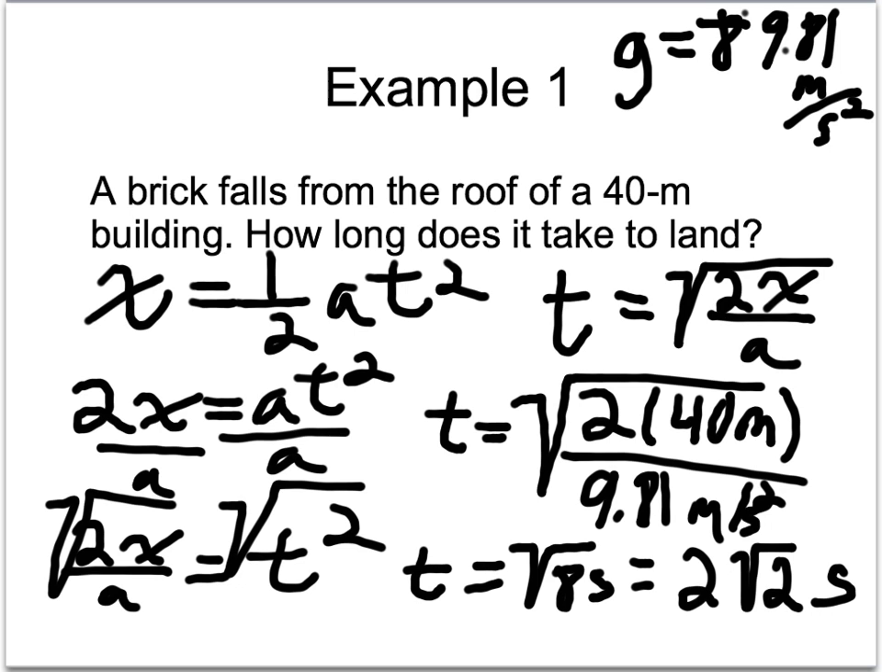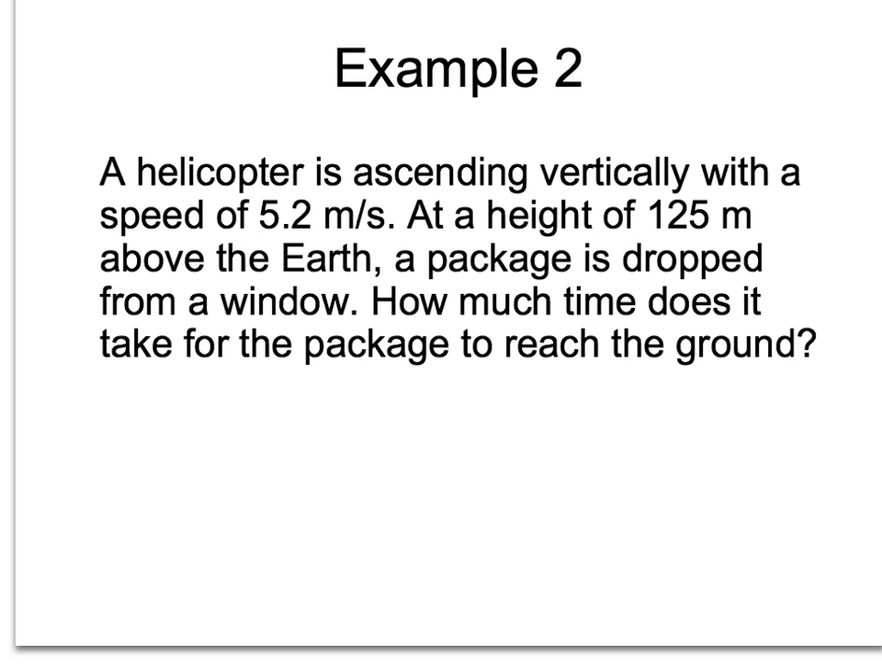Alright, next example. A helicopter is ascending, that means going up, ascending vertically with a speed of 5.2 meters per second. At a height of 125 meters above the earth, a package is dropped from a window. How much time does it take for the package to reach the ground? Okay, so the package is going to reach 125 meters below where it is.